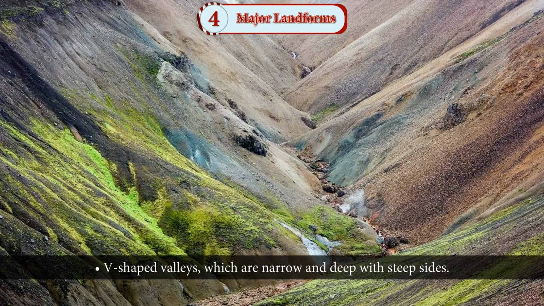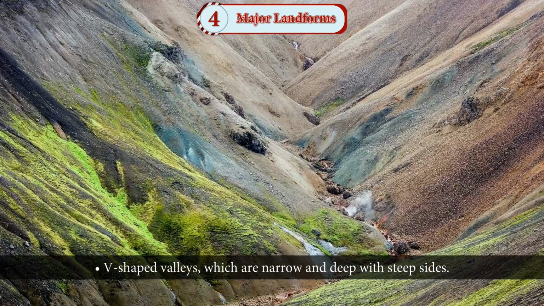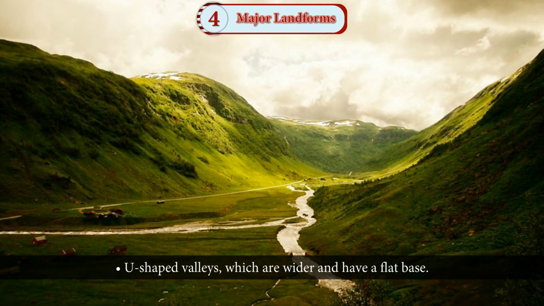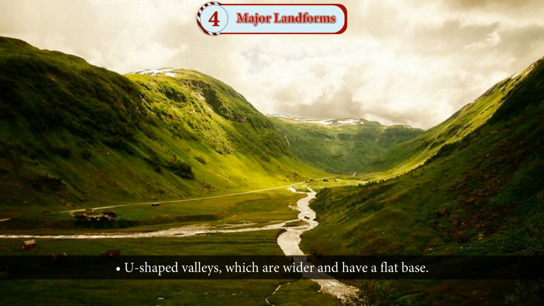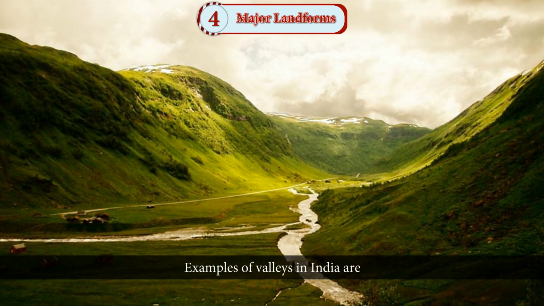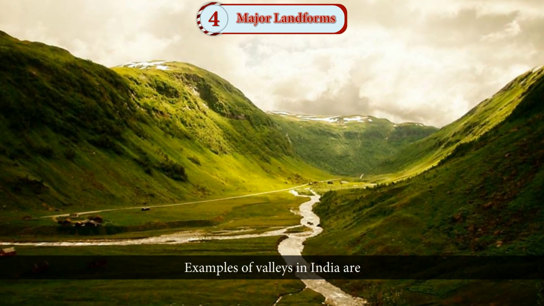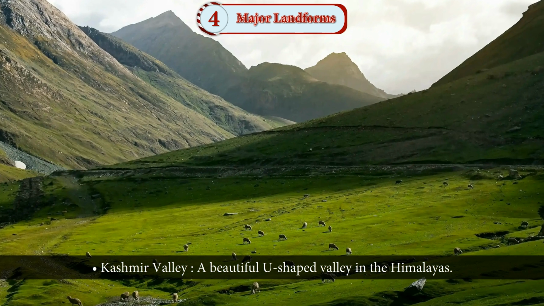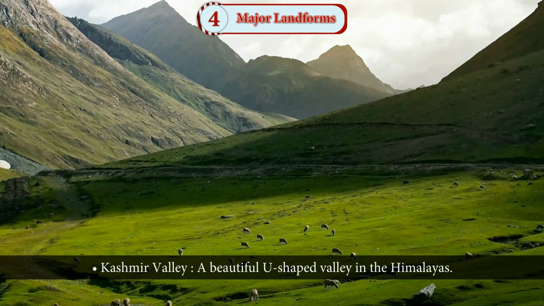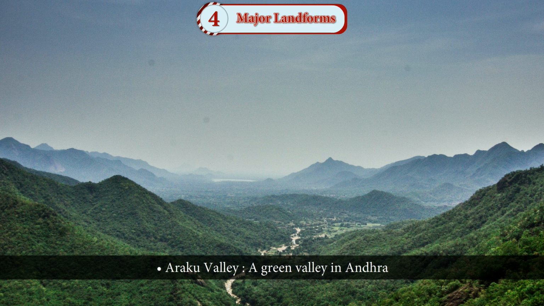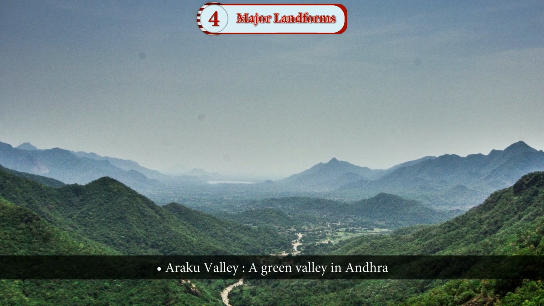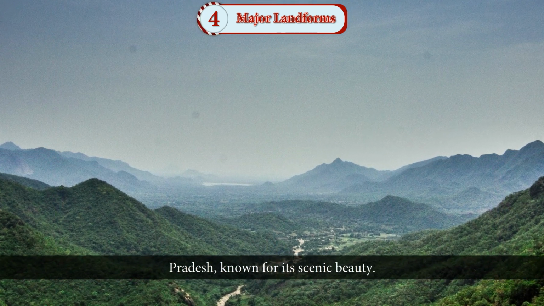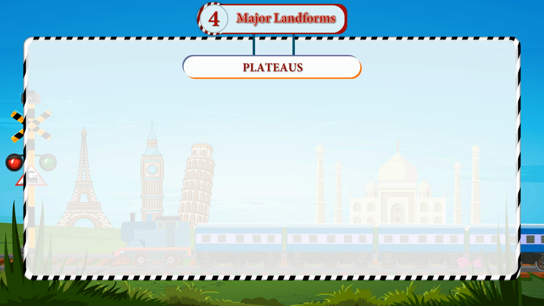V-shaped valleys, which are narrow and deep with steep sides. U-shaped valleys, which are wider and have a flat base. Examples of valleys in India are Kashmir Valley, a beautiful U-shaped valley in the Himalayas. Araku Valley, a green valley in Andhra Pradesh known for its scenic beauty.